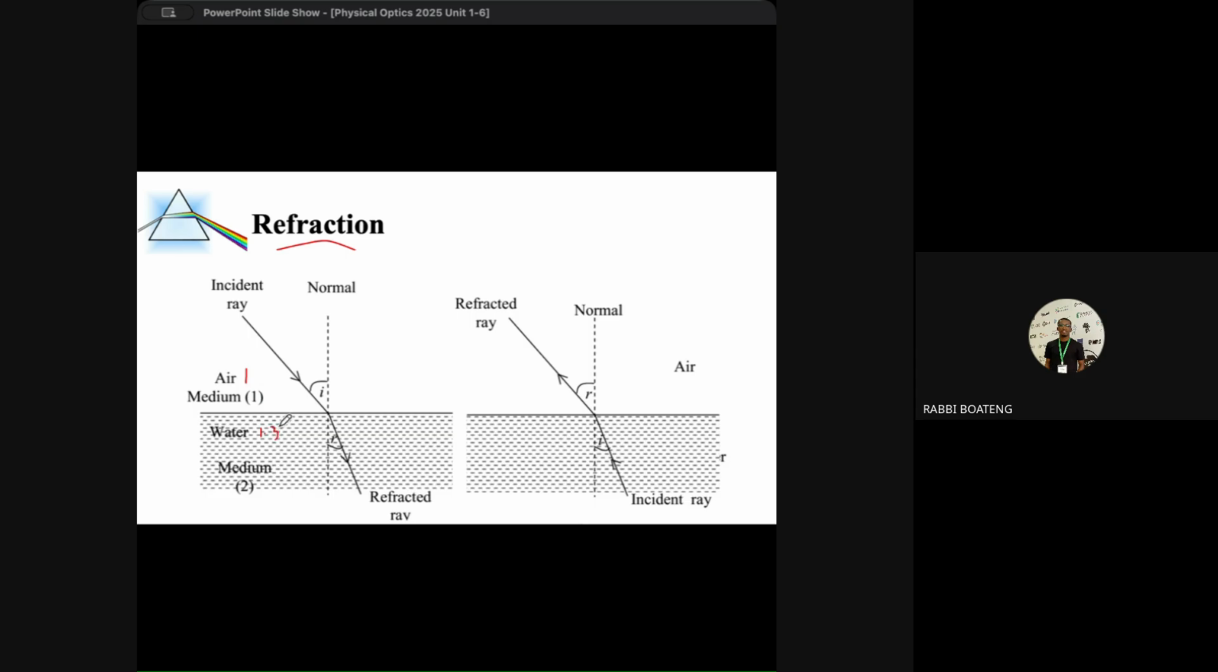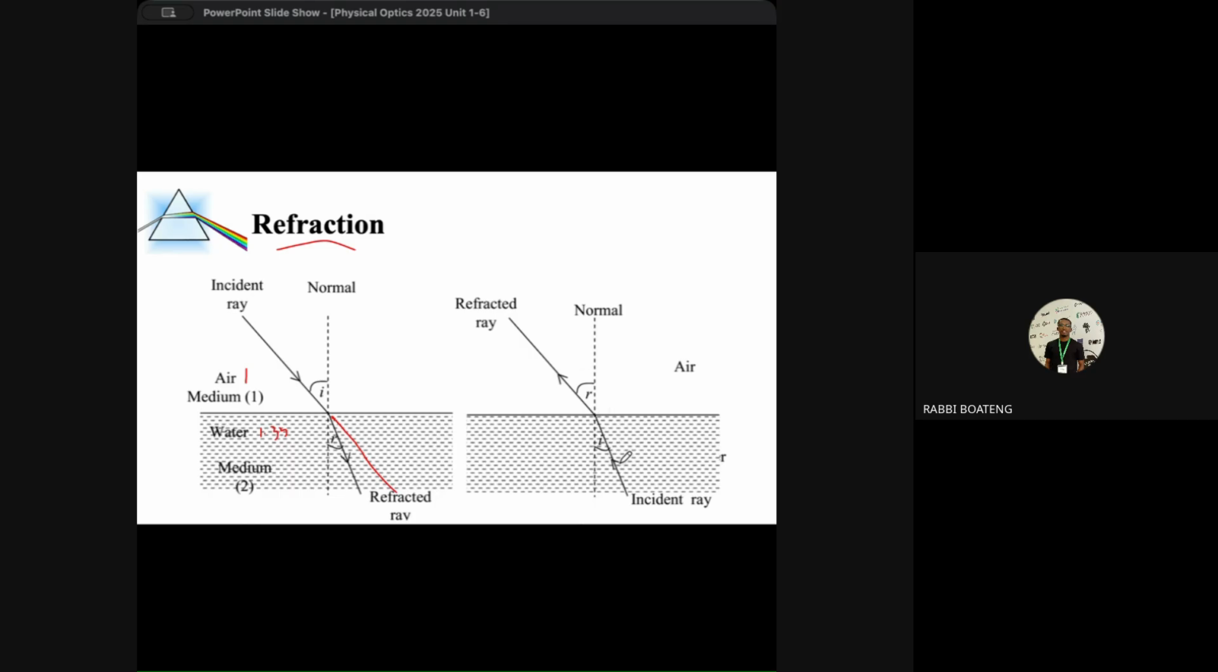So literally, the water is denser than what? Than air. Anytime you have a situation like this, if the incident ray enters the water, ideally we expect it to go straight like this. But because it is denser than air, it tends to bend closer to the what? To the normal. Is that okay?